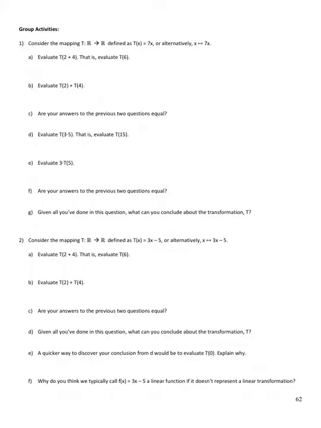Consider the mapping T goes from R to R, defined as T of x equals 7x, or alternatively, x gets mapped to 7x. So evaluate T of 2 plus 4, that is T of 6. So T of 6 is 7 times 6, which is 42.